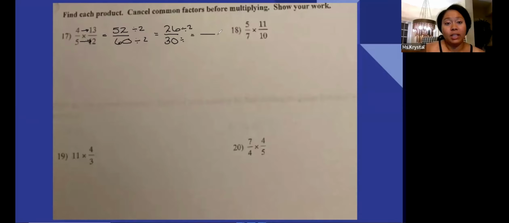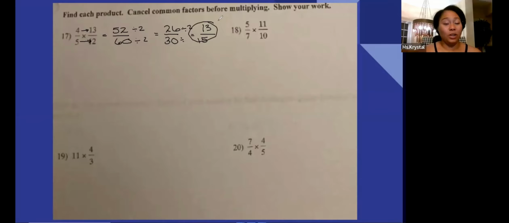Half of 26 is 13. Half of 30 is 15. So as you can see, our answer is done here because there's really nothing else that goes into both 13 and 15. So final answer is 13/15.